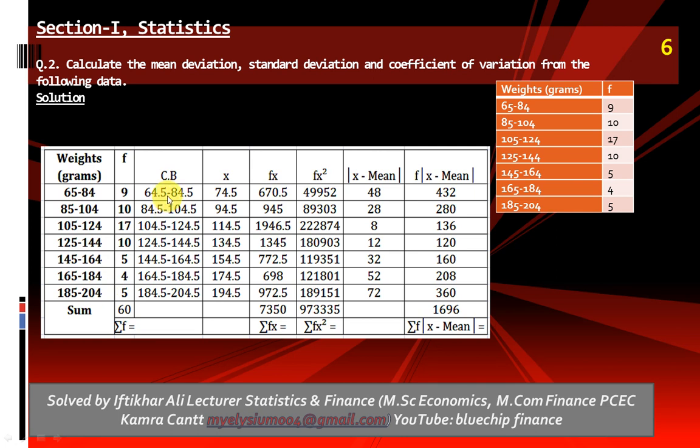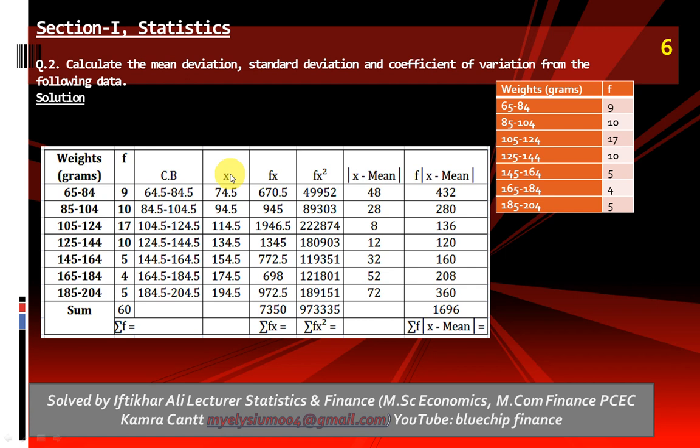After that, I always discuss with you that besides class boundaries, we take class mark and cumulative frequencies in some cases. For example, if we are going to calculate median, quartile, decile and percentile, we need cumulative frequencies, but here there is no need to calculate cumulative frequencies, because median, quartile, decile and percentile are not required. So only one thing which we need here more, and that is the class mark.